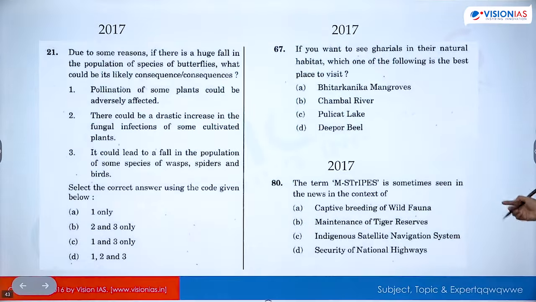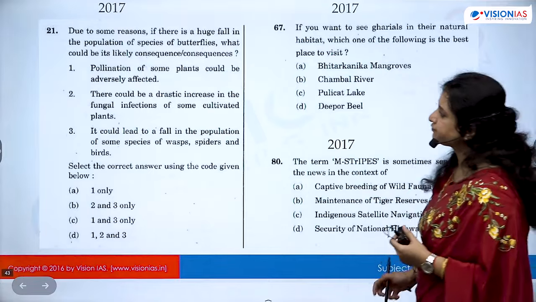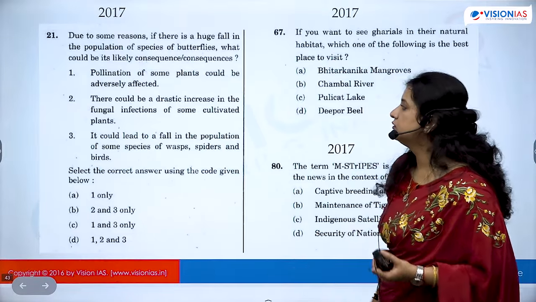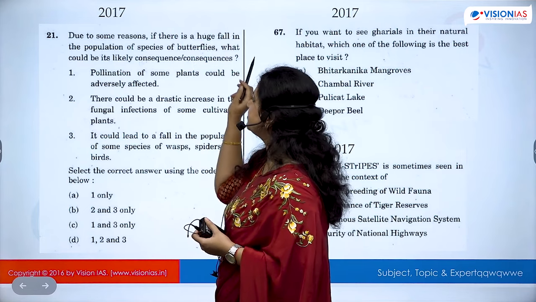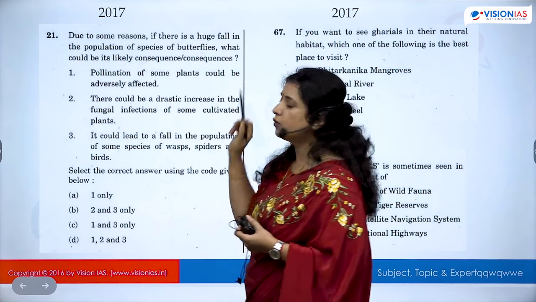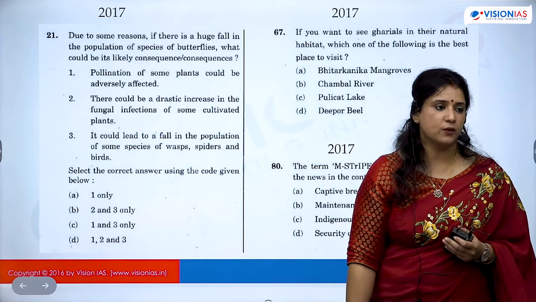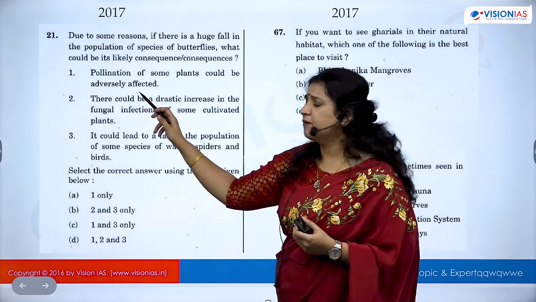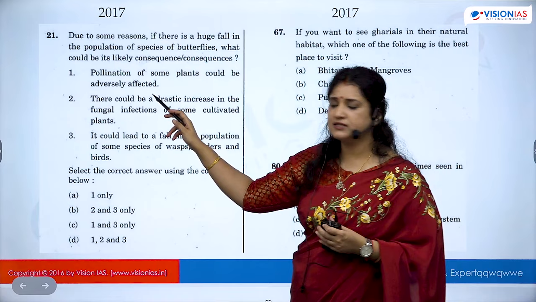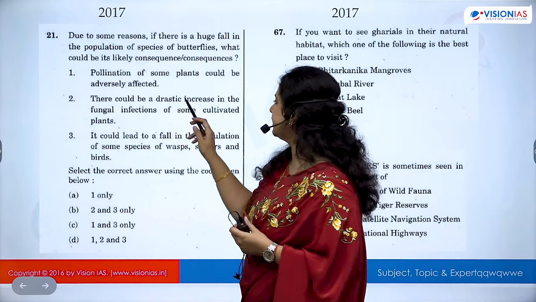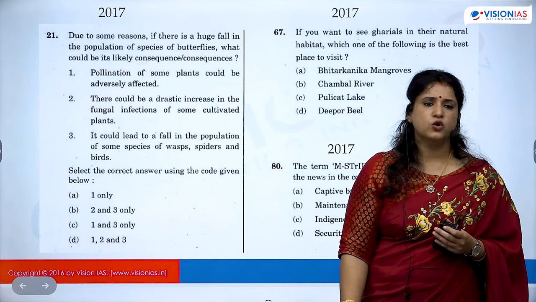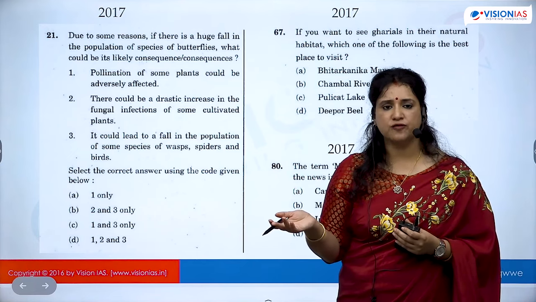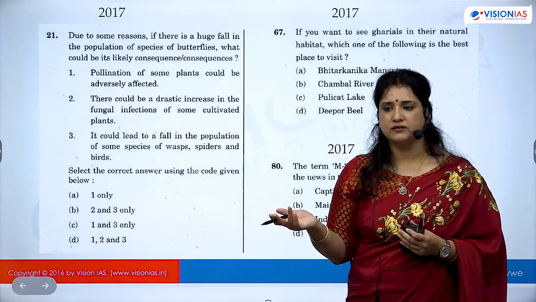All right, again, let's see this question. If there is a huge fall in the population of species of butterflies, what could be its likely consequences? Pollination of some plants will be adversely affected. This is easy. There could be a drastic increase in the fungal infection of some cultivated plants. Do butterflies have anything to do with fungus of plants? Not really. Okay.